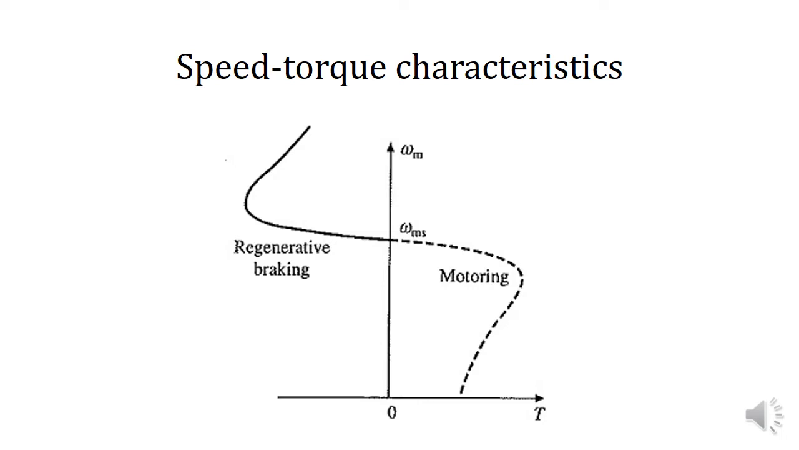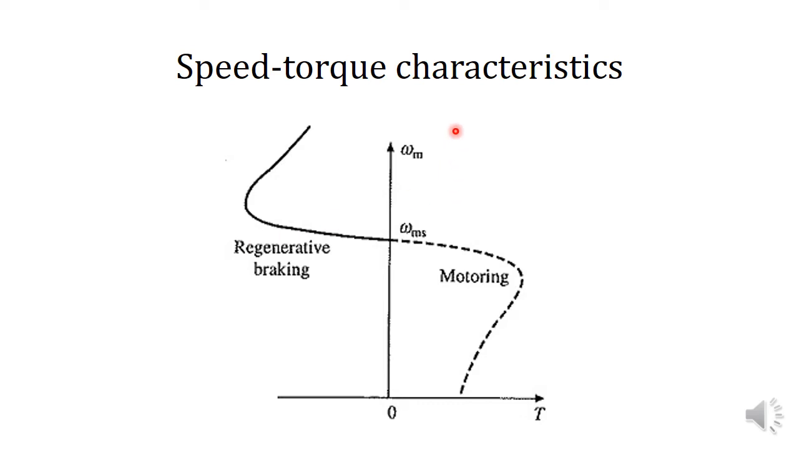Otherwise, we will have to use a constant frequency supply. Then regenerative braking is achieved only above synchronous speed. That is, omega m should be greater than synchronous speed in order to achieve regenerative braking. That we will discuss later.